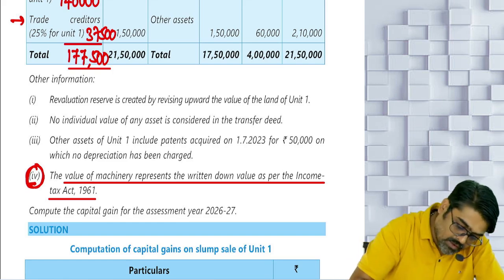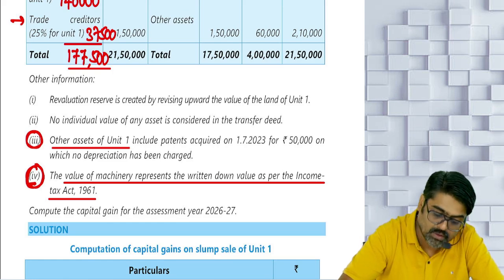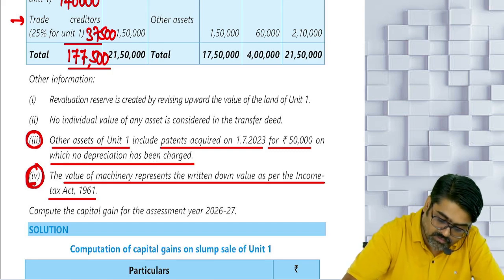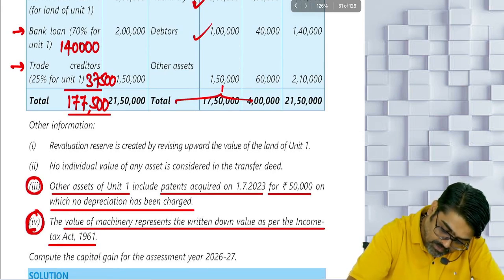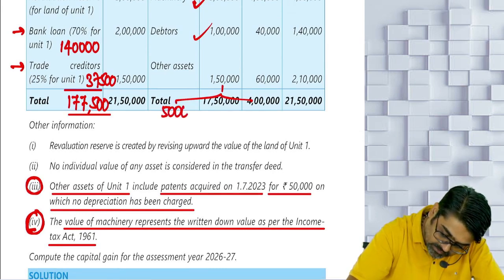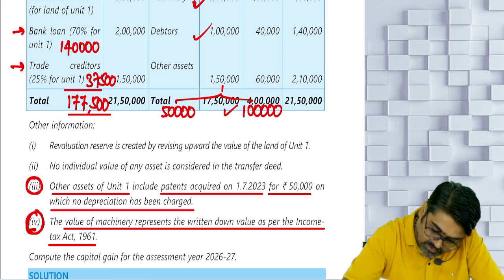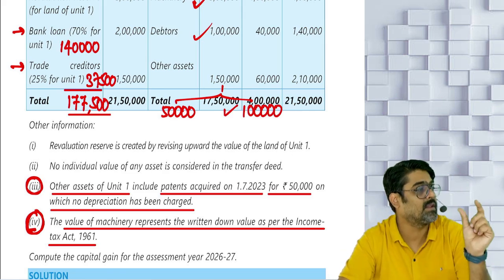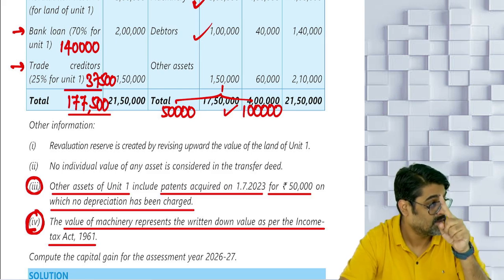Okay, now read information number 3. Other assets of unit 1 include patents acquired on 1st July 23 for rupees 50,000, on which no depreciation has been charged here. Meaning that out of this 1,50,000, 50,000 is patents and 1 lakh rupees is other assets. So this entire 1 lakh you can take, but that 50,000 you cannot take fully, because that 50,000 is the patents. Patents is a depreciable asset under PGBP.